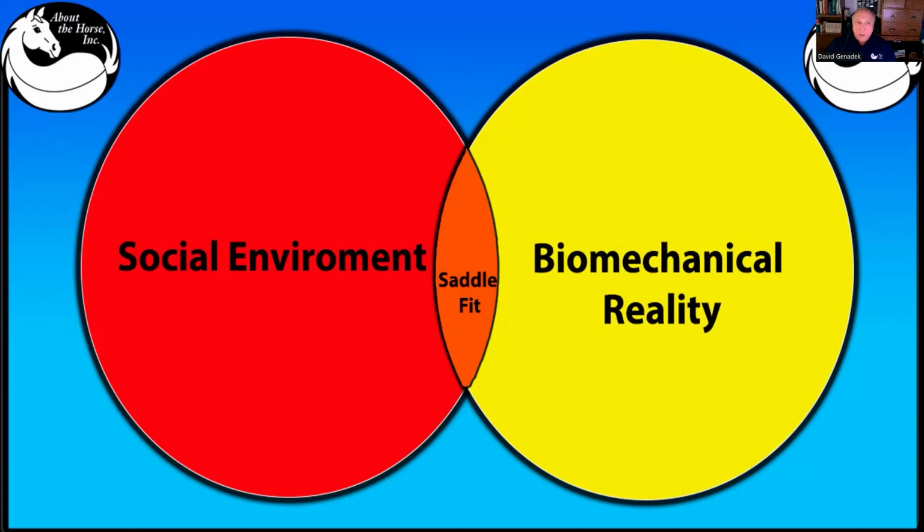The degree that you can get a saddle to fit is the degree to which the biomechanical reality and the social environment are overlapping. Sometimes they're not even touching. So this is really important. I'm probably going to tell you a million times, when you start asking questions, that you're talking about the social environment, not the biomechanical reality. So just think about that. And I know you've all had to deal with this.